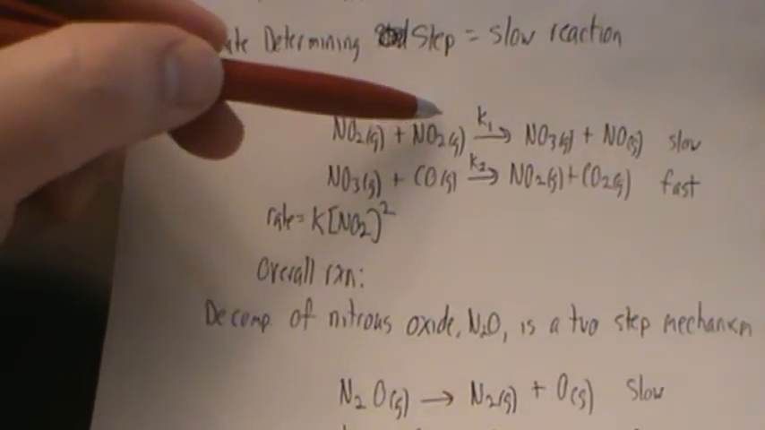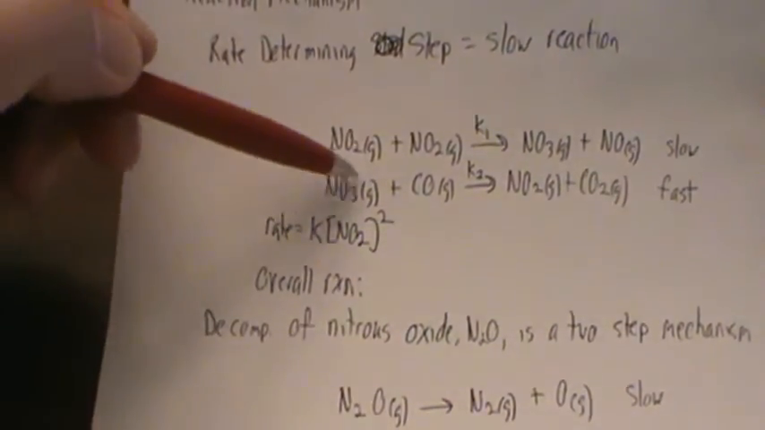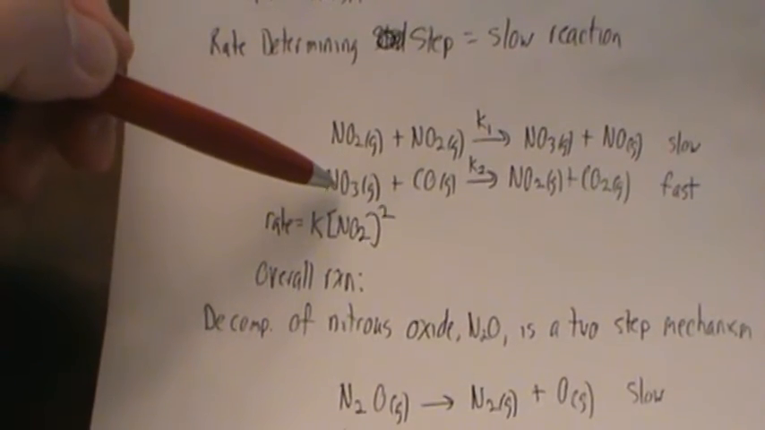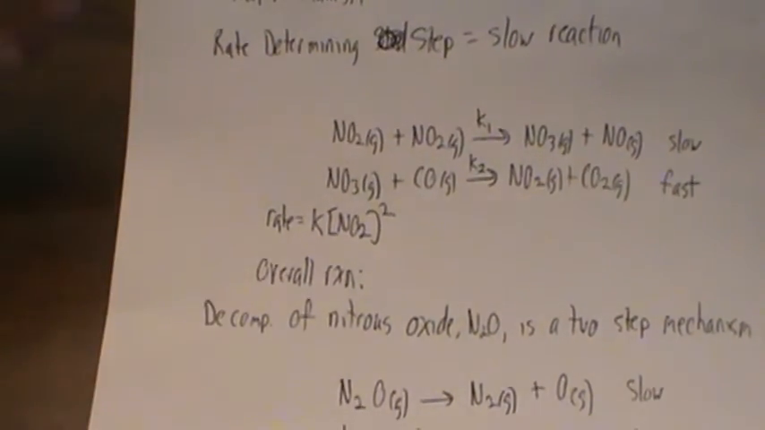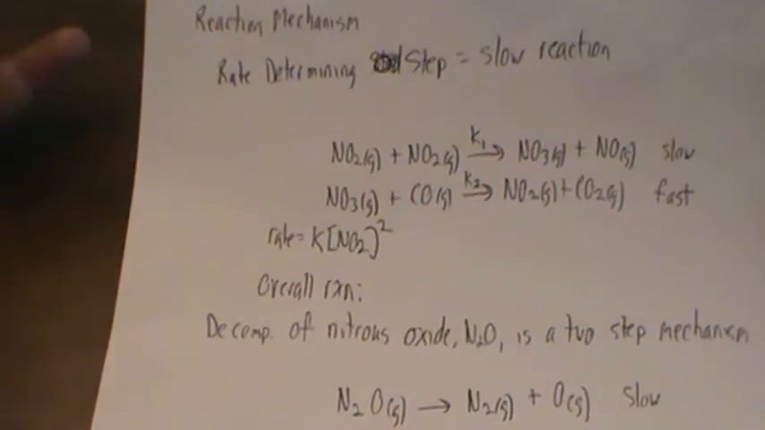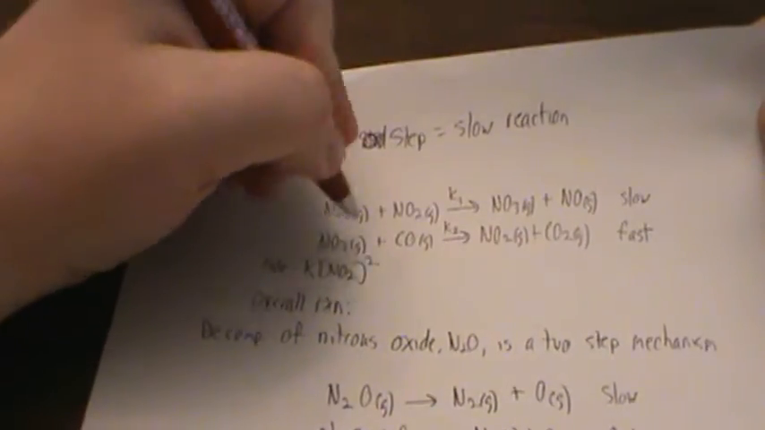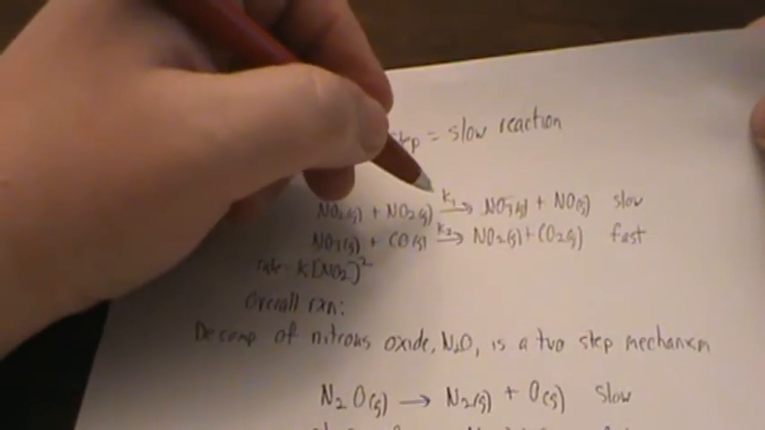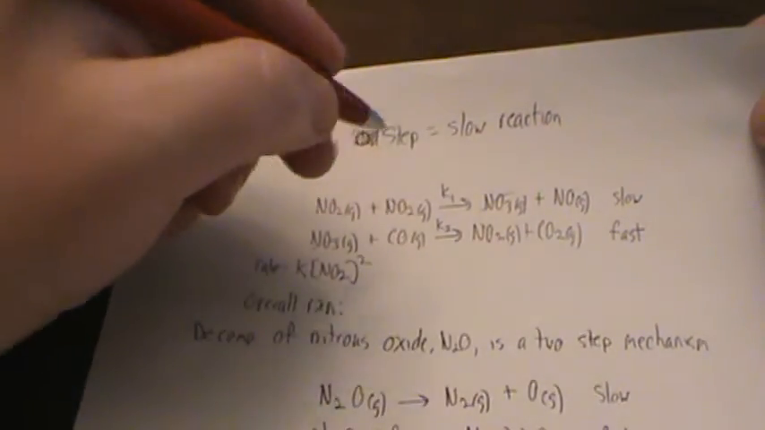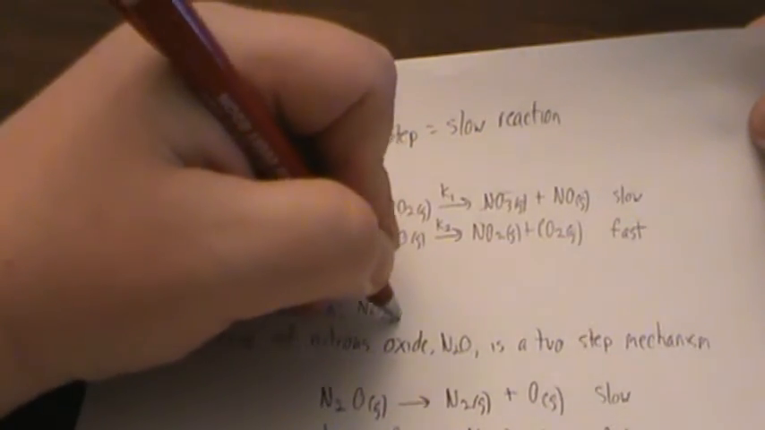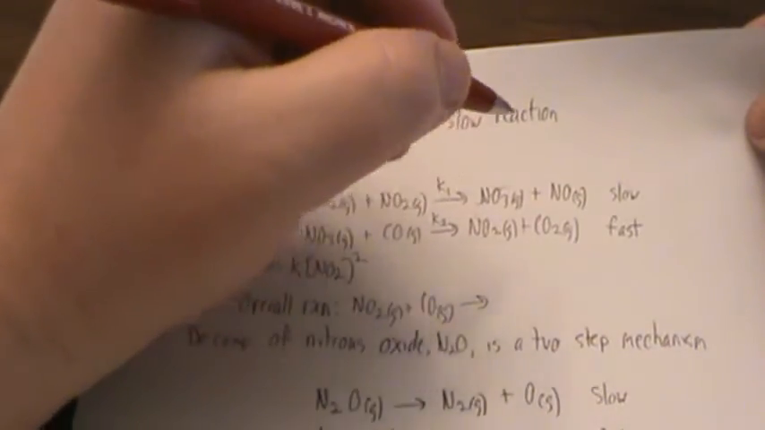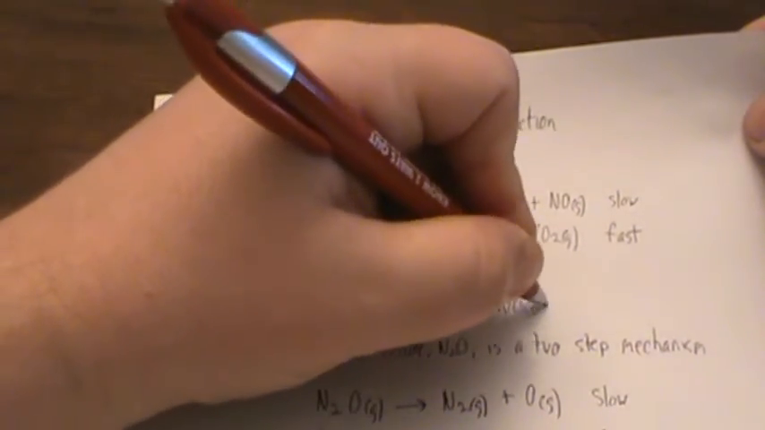Now, something that is made in the first reaction and then immediately used up in the second one is called an intermediate. And that can't be a part of the rate determining step, because it won't be there in the situation. So canceling things out, NO3 is going to be gone, and one of our NO2s. So the overall reaction would be NO2 gas plus CO gas yields NO gas plus CO2 gas.